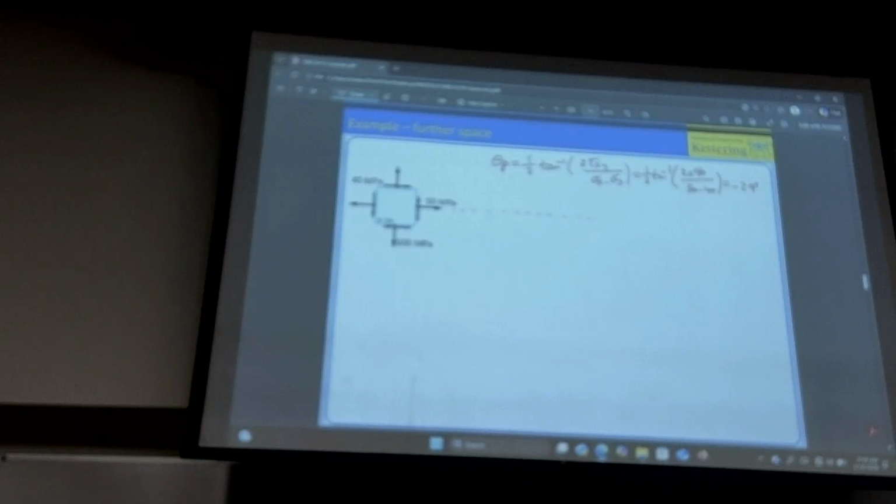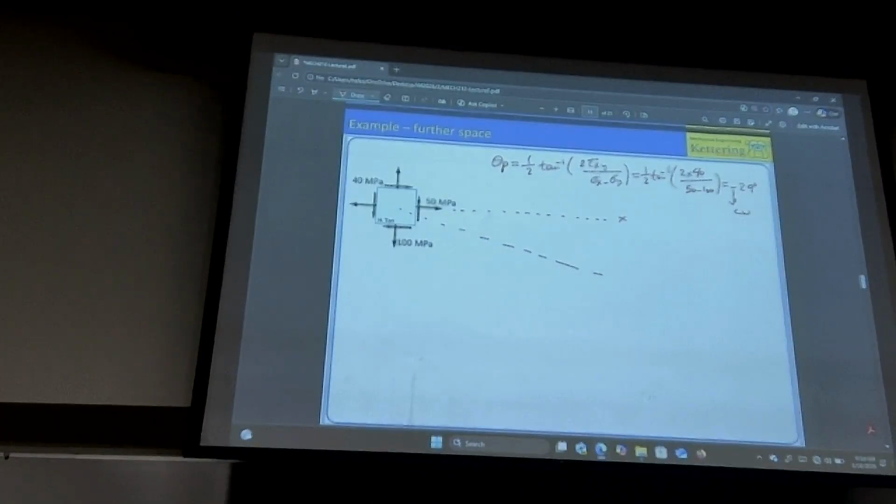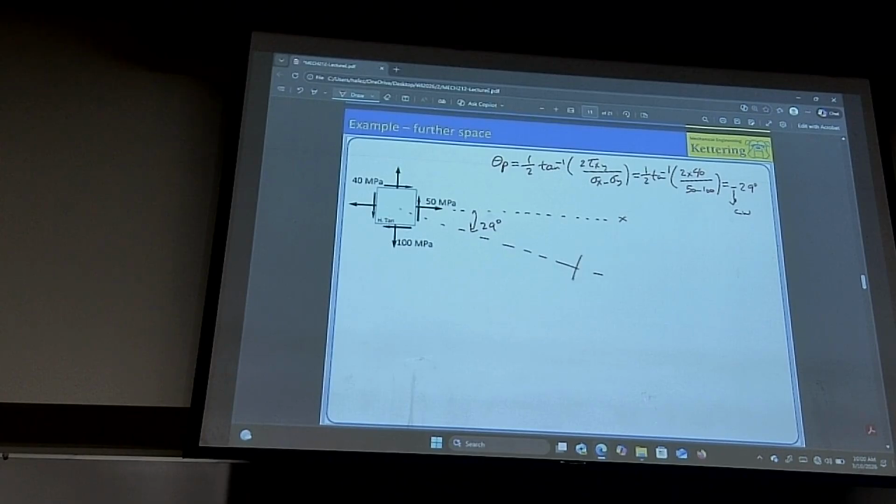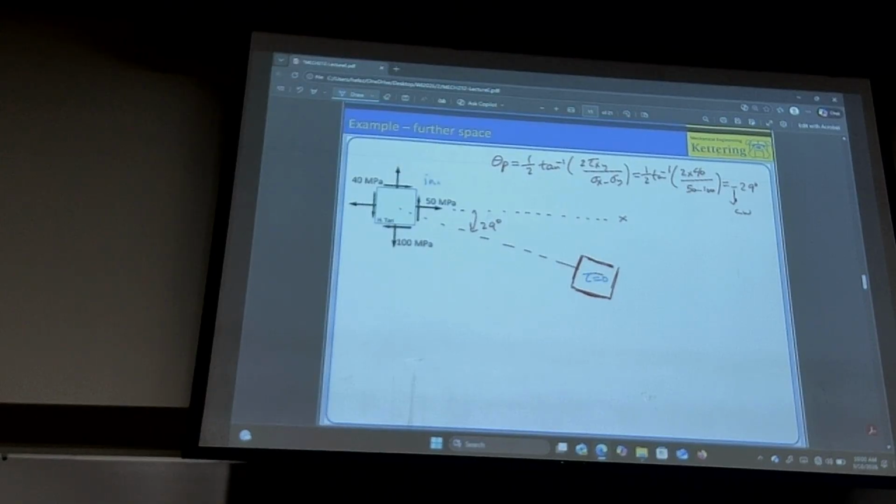So if this is our x, minus means counterclockwise, so you go counterclockwise 29 degrees. Put the square element in that orientation. On this, we said there's no tau. Tau equals 0. That's the principal state. This is the initial state. This is the principal state.